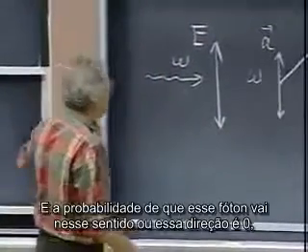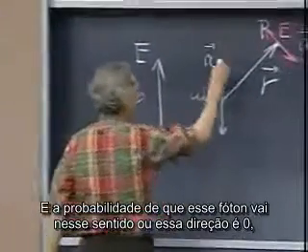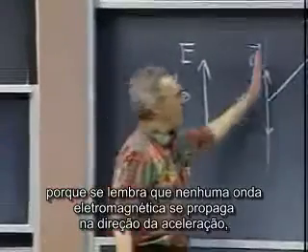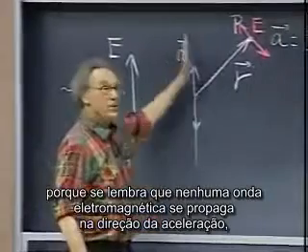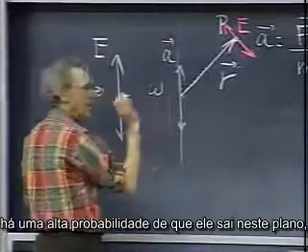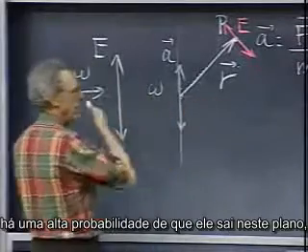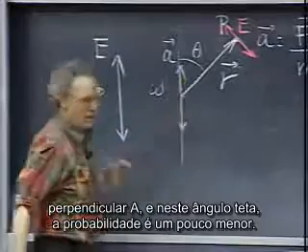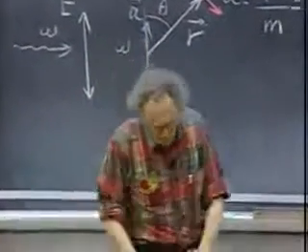And the probability that that photon will go in this direction or this direction is 0, because you remember that no electromagnetic wave is propagated in the direction of the acceleration. There's a high probability that it goes out in this plane, perpendicular to A, and at this angle theta, the probability is a little lower. We discussed that earlier.